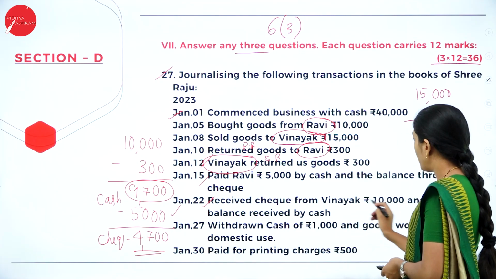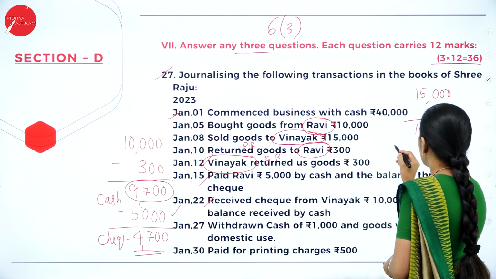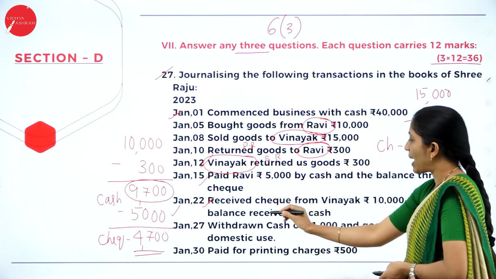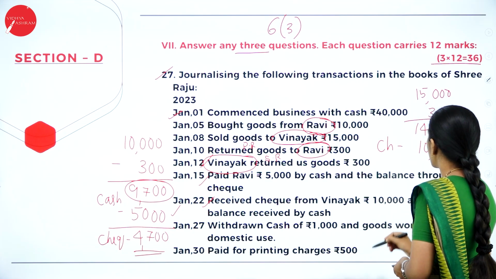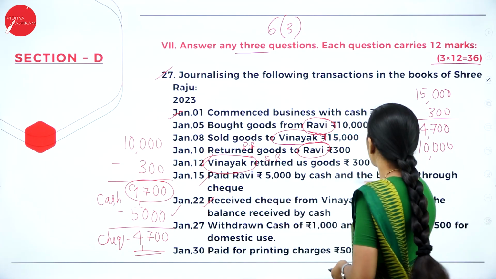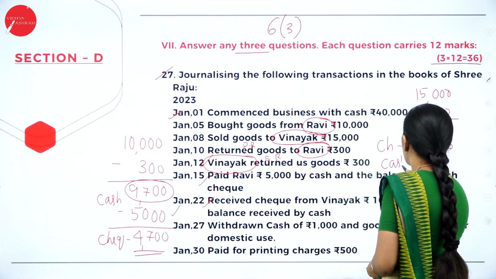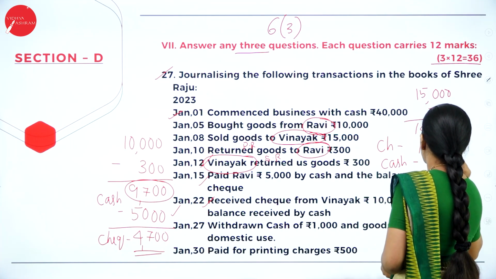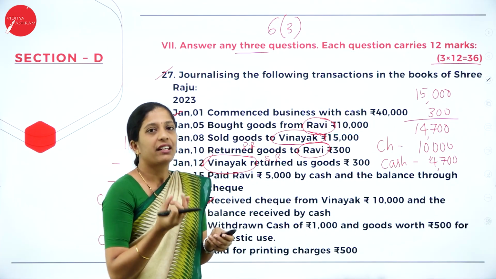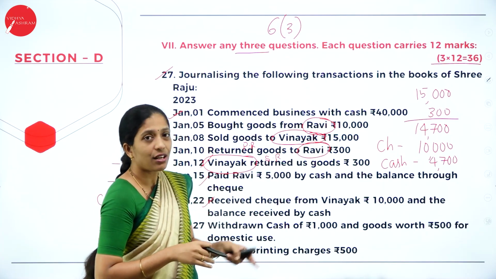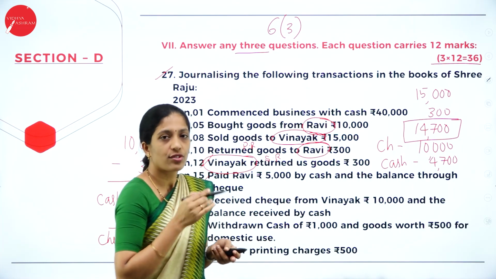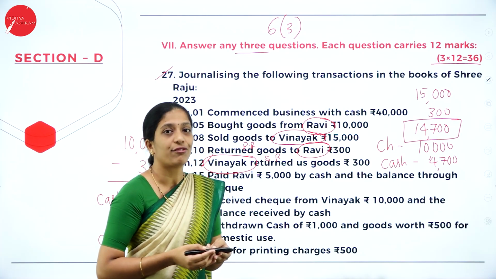So we had to receive 14,700. Out of which how much have we received? Received check from Vinayak, 10,000, and they have told us the balance has to be received in cash. So 14,700 we had to receive, out of which 10,000 we received in the form of check. Remaining is cash, 4,700. So 15,000 we had to receive, where 300 we returned as goods. Then 14,700 we had to receive from Vinayak, where Vinayak paid 10,000 in the form of check and the remaining 4,700 in the form of cash.